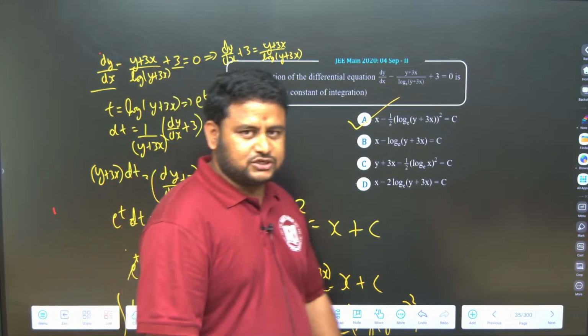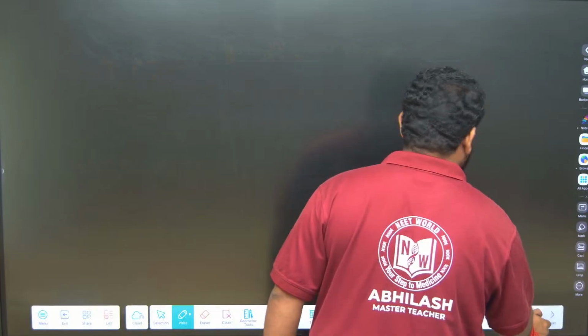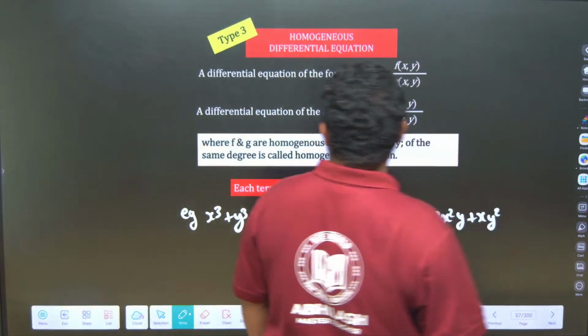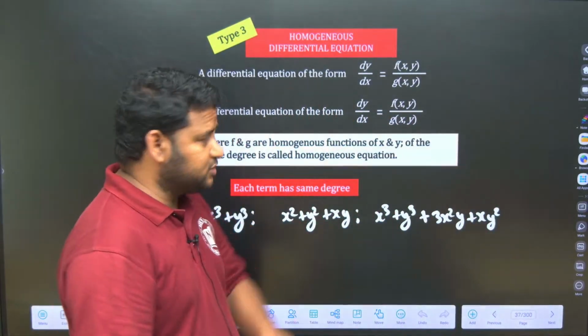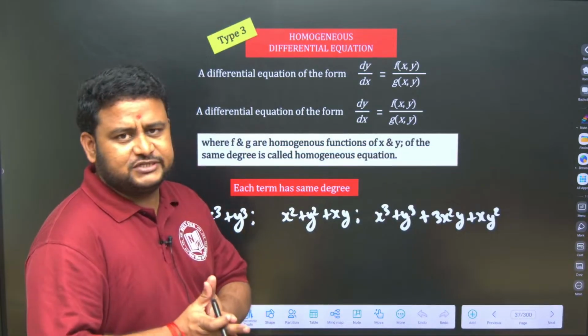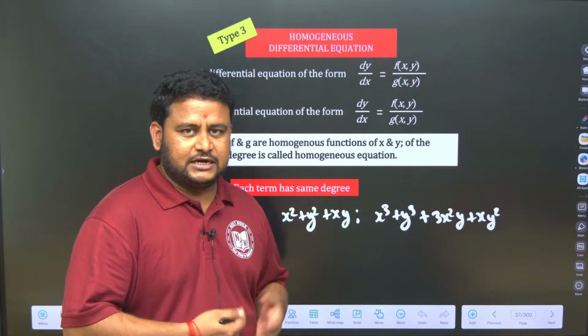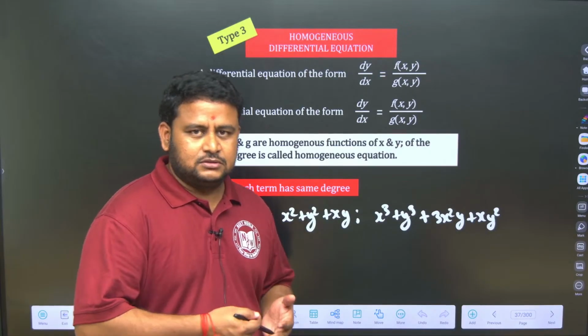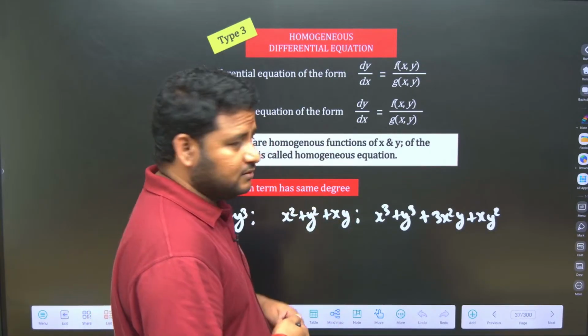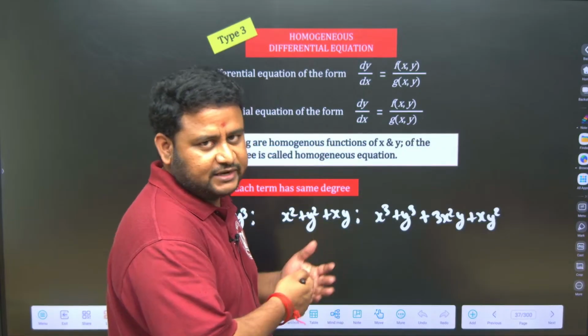Let us move to the next question. I think next we have homogeneous equations. Okay, we have homogeneous differential equations. So when it comes to homogeneous differential equation, the word homogeneous, you must have heard about it in chemistry also. Homogeneous solution, heterogeneous solution. Or you must have heard in various parlance, in various dimensions also.